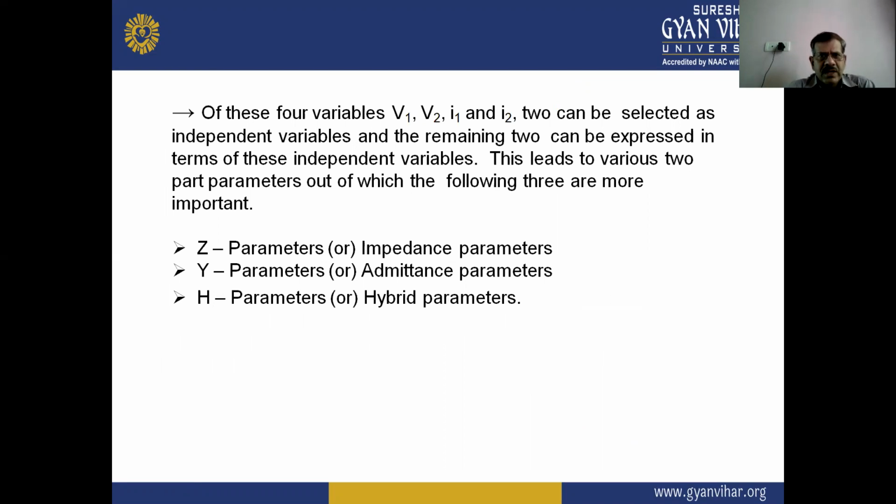Of these four variables V1, V2, I1 and I2, two can be selected as independent variables and the remaining two can be expressed in terms of these independent variables. This leads to various two-port parameters, out of which the following three are more important. First, Z parameters or impedance parameters. Next, Y parameters or admittance parameters. And next one is H parameters or hybrid parameters.